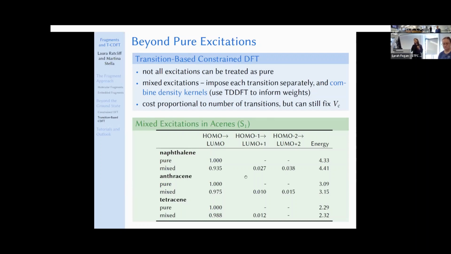And what we see, if we consider the excitations to be mixed, is that the energy changes by 0.1 electron volt. So in this particular case, it's not particularly dramatic, but even though this is only 0.93, we already see some effect on the energy. So potentially there are cases where considering mixed excitations can be quite important. We applied it to other molecules as well.